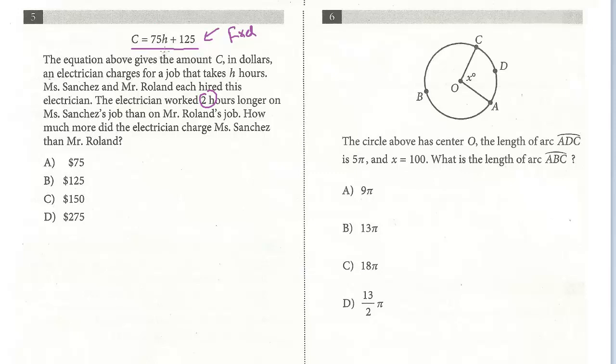So her bill is going to be 150. It's just 75 times 2, right? You don't pay attention to the fixed amount. That's flat. That's initial. Doesn't change. So the answer is C. All right, let's take a look at 6.